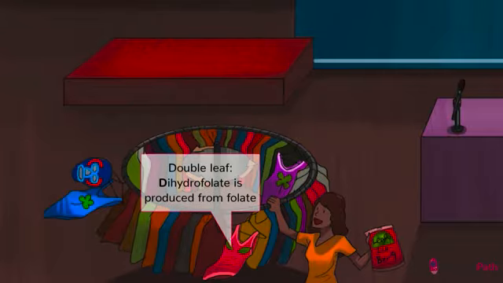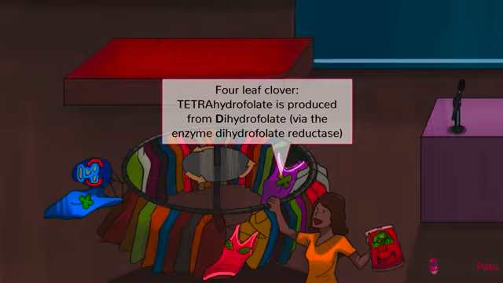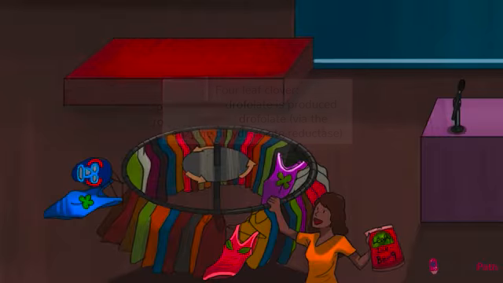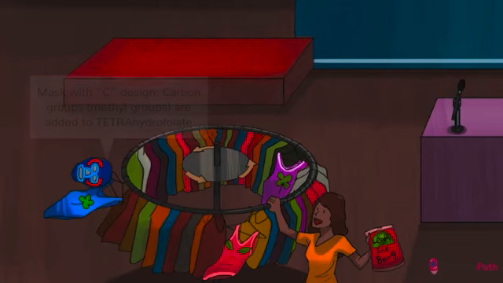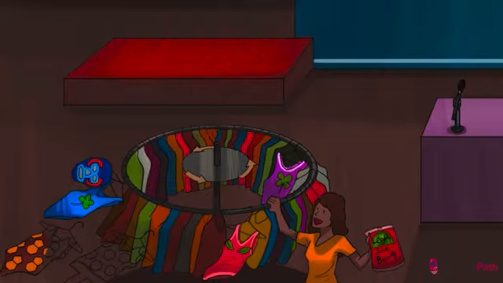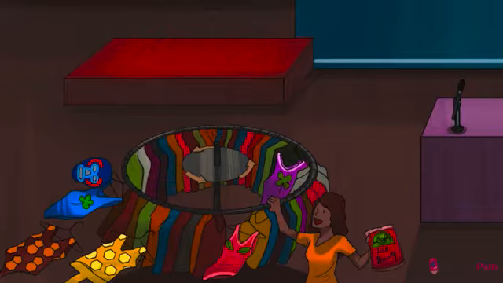Dietary folate first gets converted to dihydrofolate, represented by the double leaf pattern. Dihydrofolate turns to tetrahydrofolate via the enzyme dihydrofolate reductase. Think of tetrahydrofolate as a 4-leaf clover. Next, a couple carbon groups are added to tetrahydrofolate. These methyl groups are represented by the addition of a luchador mask with a cool double C design. All right, now that we've powered up tetrahydrofolate with a couple methyls, we're ready to make some nucleic acids.